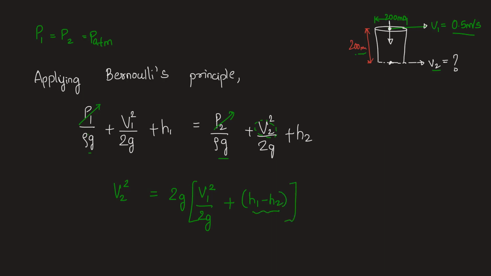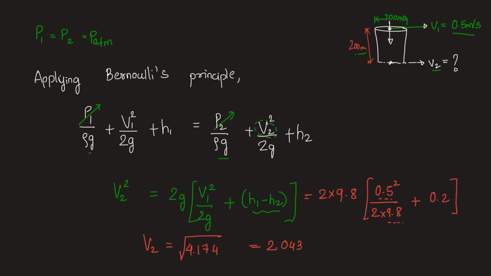So let's substitute the values and find out the answer. This will be equal to 2 into 9.8 into 0.5 square divided by 2 into 9.8 plus 200 millimeters can be written as 0.2 meters. Because g is substituted in meter per second square and velocity is meter per second, we'll have to convert the elevation difference to meter. Finding this out in the digital calculator, we have V2 is equal to root over 4.174, which turns out to be 2.043 meter per second.